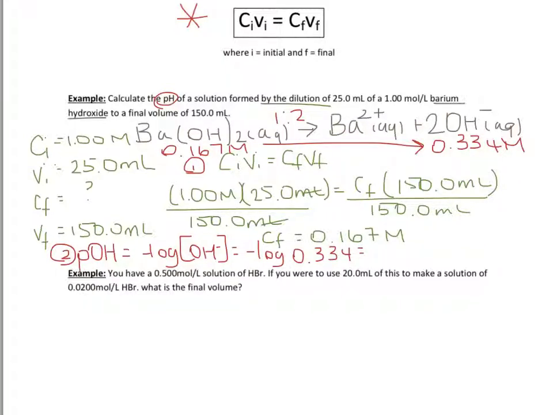Also remember your significant figure rules. We have 3 significant figures here, so I should have a pOH with 3 decimal places. Then finally, and I apologize, I ran out of room here, so I'm going to write this down here. I can find the pH by taking the pOH away from 14.